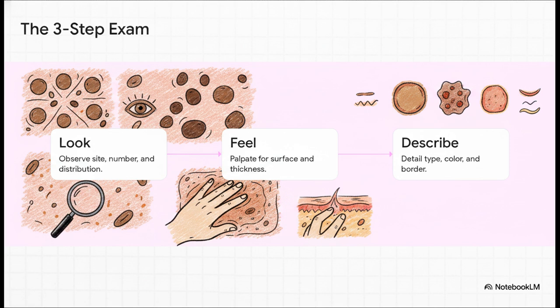First up, you rigorously look. Observe the site, the number of lesions, check if they're symmetrical or asymmetrical, and see how they're arranged. Then you actually feel it. Run your fingertips over it for surface palpation and do a deep palpation between your finger and thumb to really gauge the thickness. Finally, you describe it, and you do that based on its type, surface texture, color, and border.